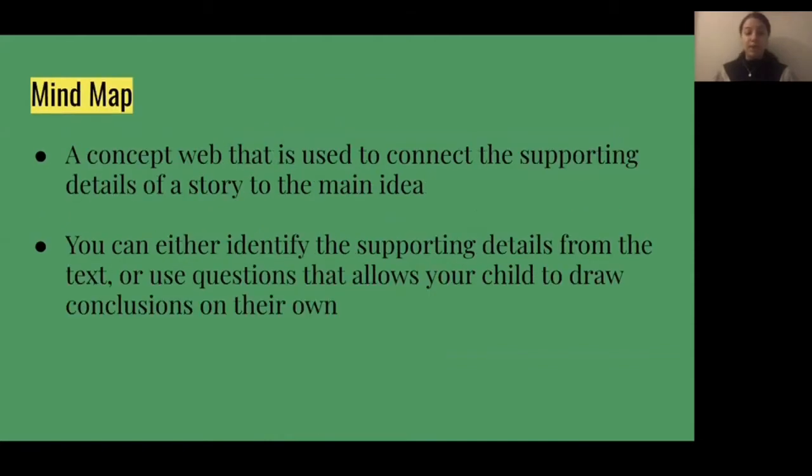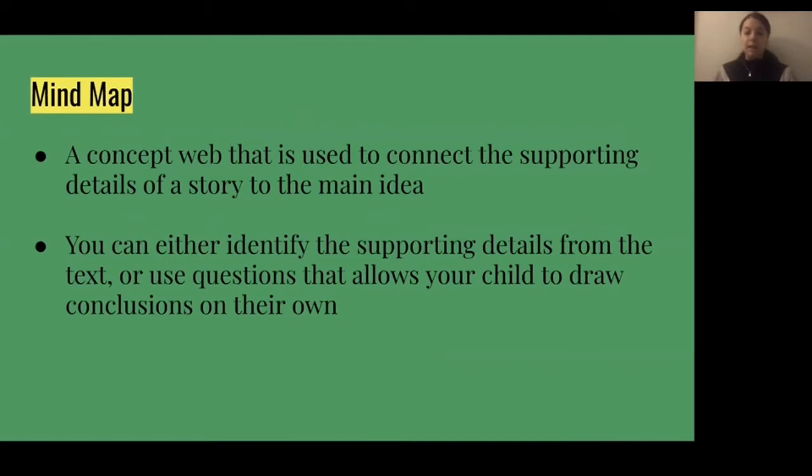Our third tip is creating a mind map. A mind map is used to connect different main ideas to supporting details in the story. A mind map is typically drawn as a web, with the main idea in the center and supporting ideas branching out from it. Ask your child to explain how these details are related to the main idea.